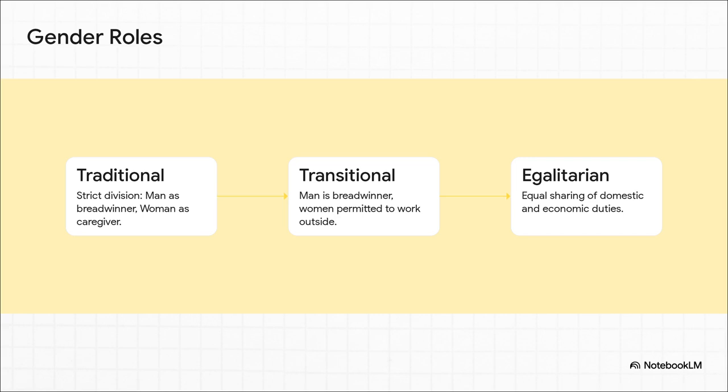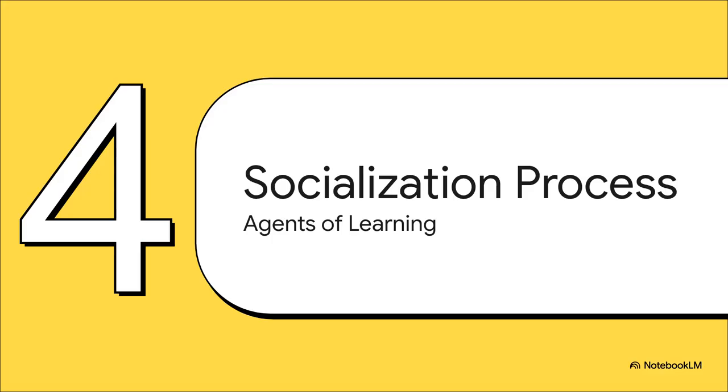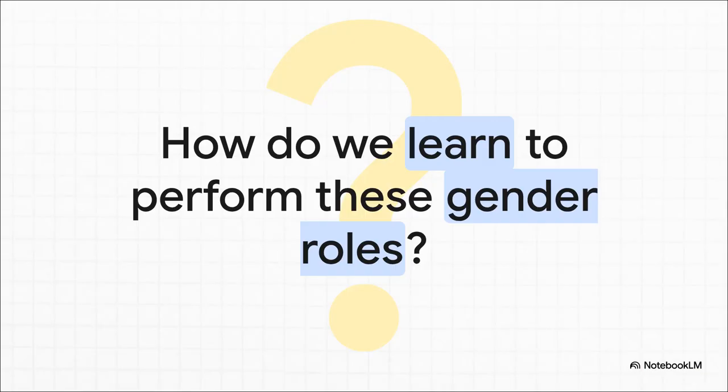The real game changer here is that there are absolutely no sex-based roles. Your biology doesn't arbitrarily dictate who earns the paycheck or who does the laundry. Which brings us to Section 4, the socialization process. We aren't born automatically knowing what traditional or egalitarian means, right? So how does it get wired into our brains?